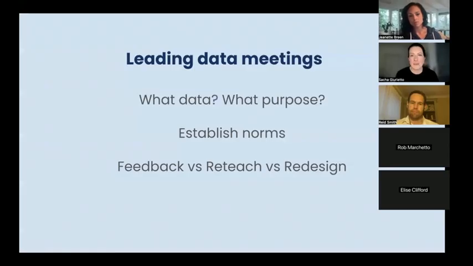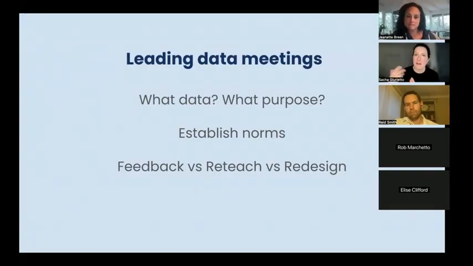So leading data meetings, what do we need to do? We need to decide on what data we're bringing and for what purpose we are meeting. We need to establish norms to make sure that it's a productive meeting that doesn't get stuck in the weeds about certain students or certain stories or how good camp was or whatever. And then I think it's really helpful to have a single purpose for those meetings. Are we thinking about feedback for students and when are we doing this? Are we thinking about a reteach because the students don't have all the content they need to move on? Or is this more about a redesign and we're looking at this whole unit and what we need to do to teach it better next time?